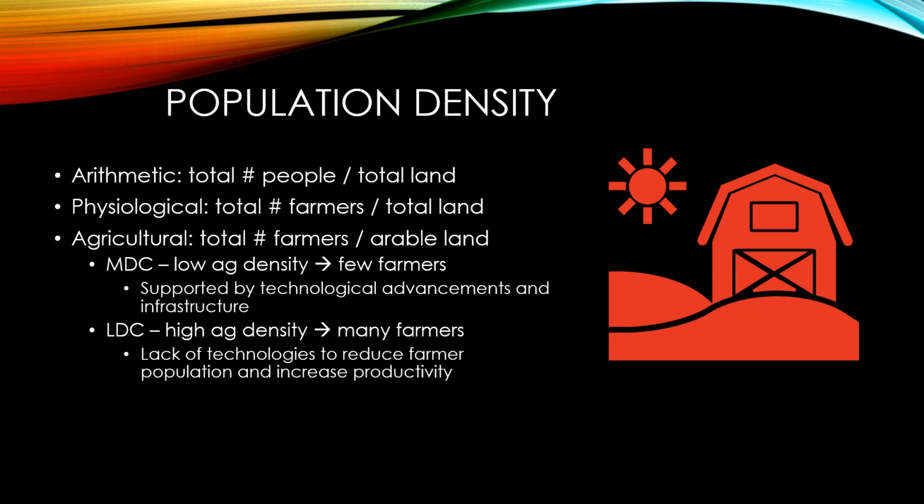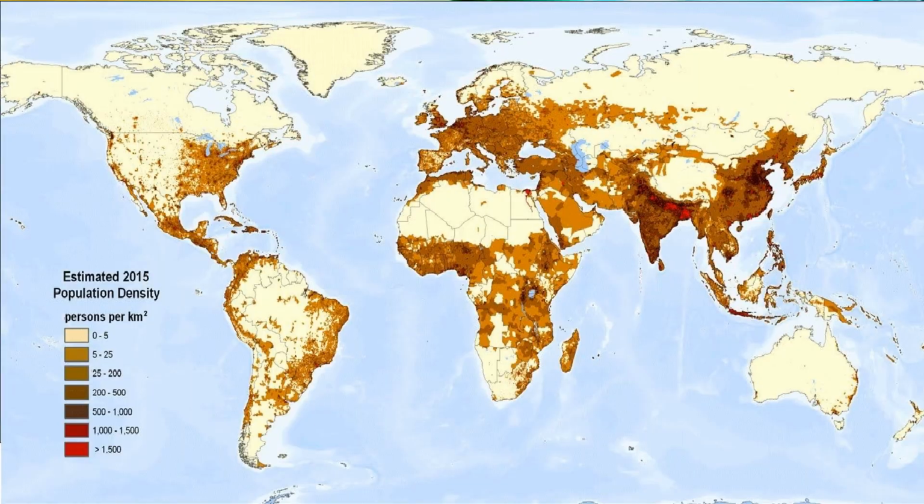So usually MDCs are going to have a lower agricultural density. And when we talk in the agriculture unit, we talk about why that is and why there are so few farmers. And in LDCs, you'll have a higher agricultural density. So all these are ways that we can calculate density. We look at a map here. This shows us population density, and not surprising, areas of the world where we see high population density: South Asia, East Asia, Southeast Asia, and then also we can look at Western Europe.